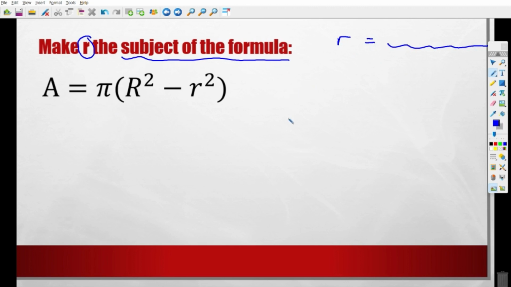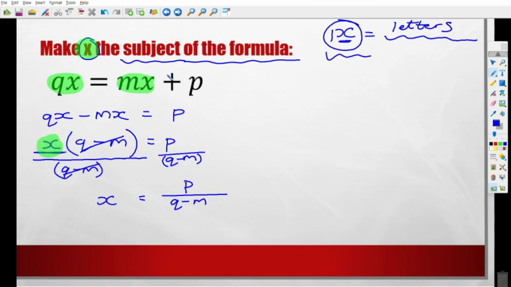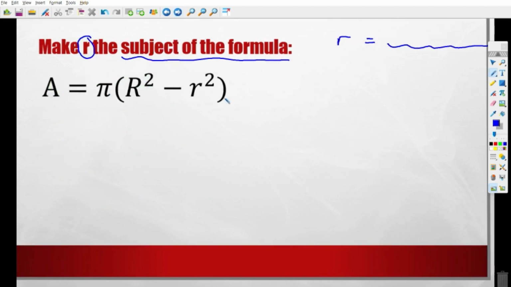So I assume you've done it already. Let's see if you got it right. First thing here, I see there's something different. Here there were no brackets, and over here there are now brackets. So there's something different happening here, but we don't fear. There's something I can do here.